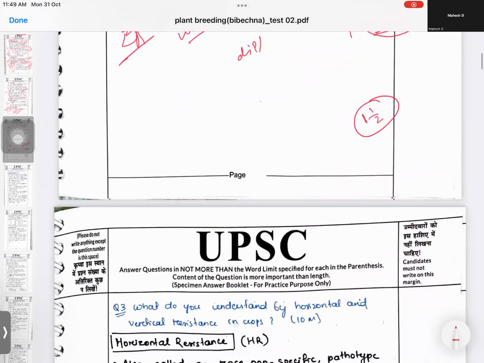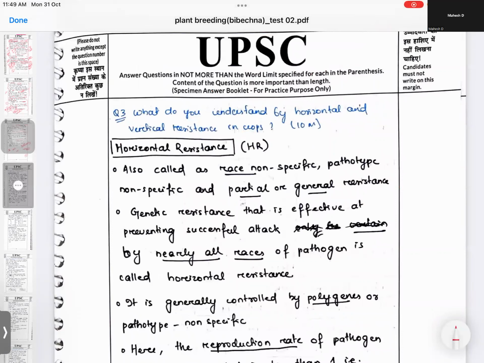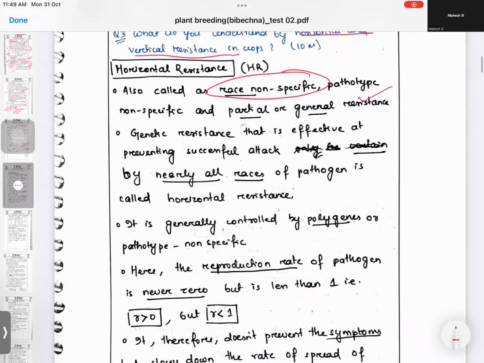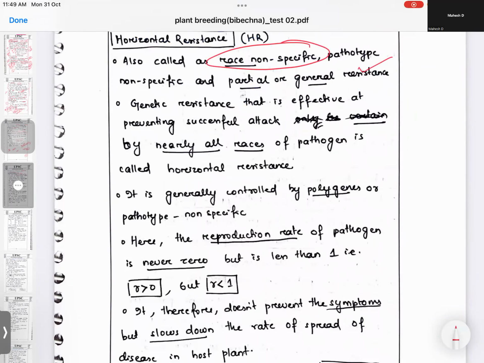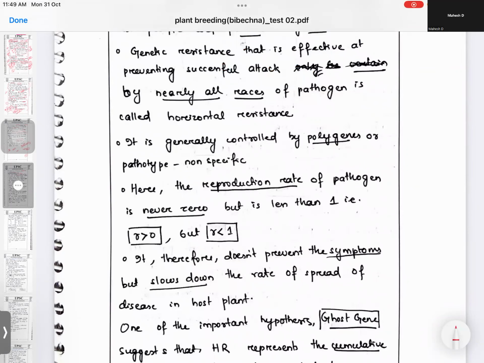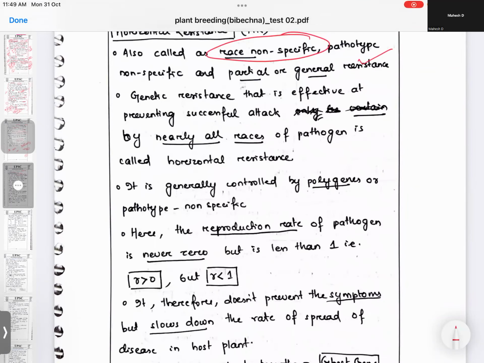So, what do you understand by horizontal and vertical resistance? Vertical is called race-specific, pathotype-specific. Good. You have written effective at preventing successful attack by nearly all races of the pathogen for horizontal. It means effective against nearly all races of the pathogen, but with a general effect. In general, not very specific, nor will it have a very effective control.